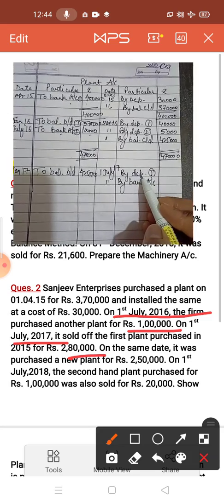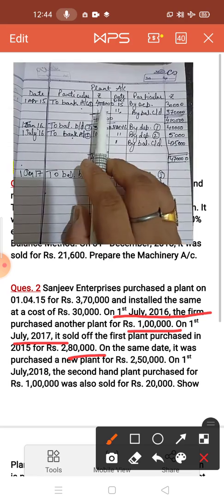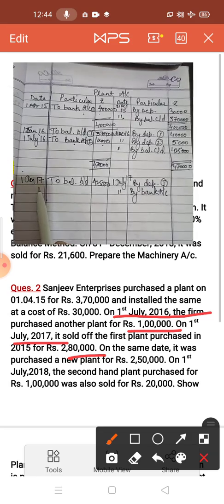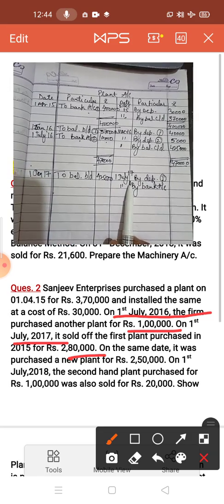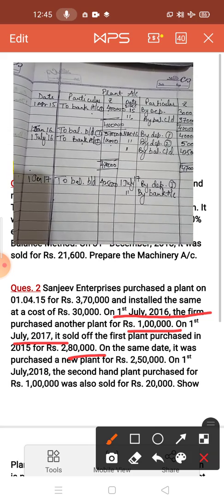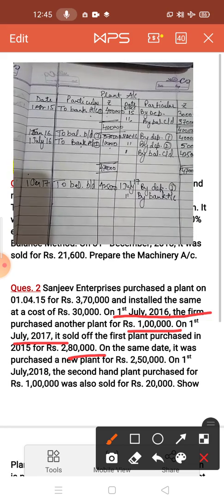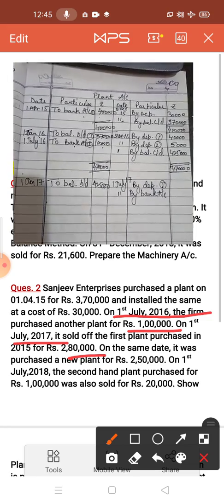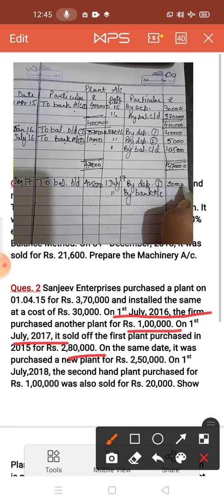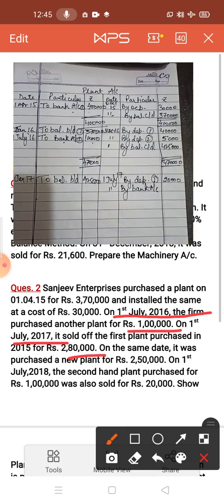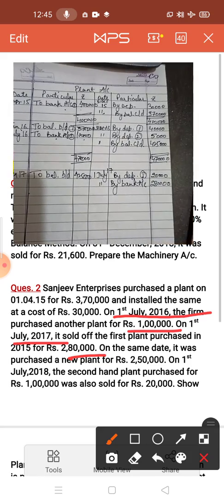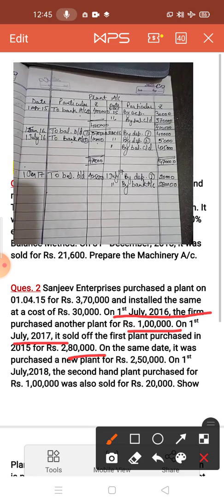So children, first of all you have to find out the depreciation on the first plant 4 lakh rupees, 10%, and the time period 1st January to 1st July. So July month do not count. Up to June you have to charge the depreciation on 4 lakh. So what is the depreciation for how many months? January to June. This is for 6 months. So 6 month depreciation amount is 20,000. Okay, and bank value is given 2,80,000.